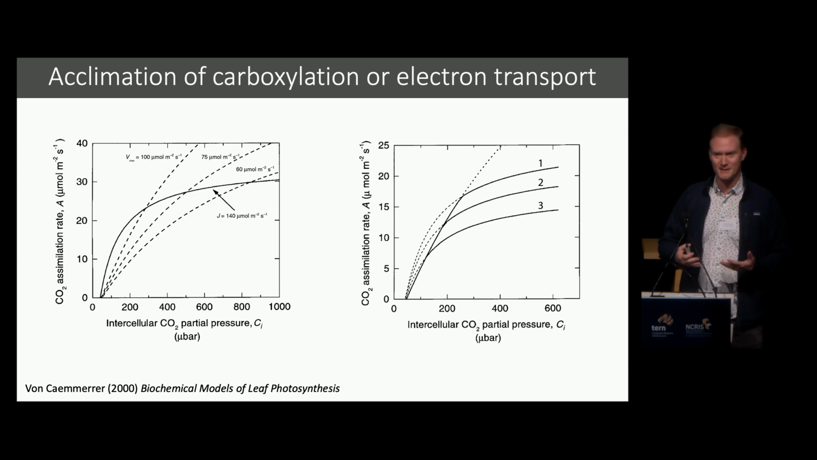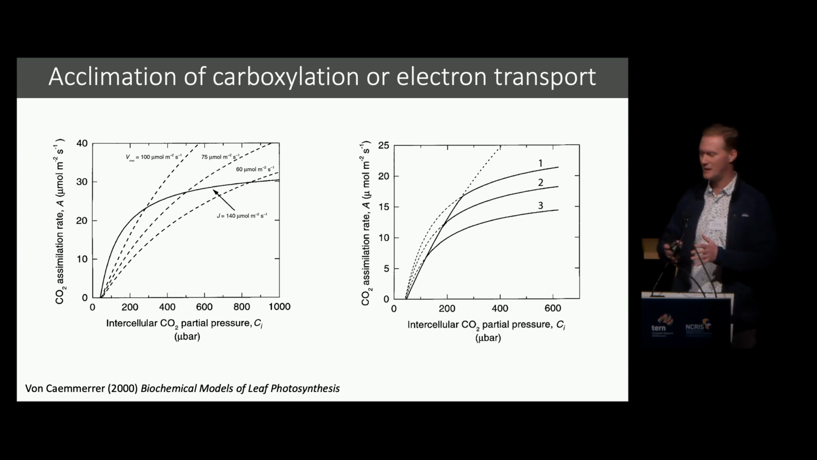So what happens then if we raise the CO2 concentration outside the leaf? That also raises the CO2 concentration inside the leaf. And then we think that the plant should adjust its investment in electron transport and carboxylation so that that Ci transition point shifts up. But the way it makes that adjustment is what's really important. So the adjustment, we refer to it as acclimation.